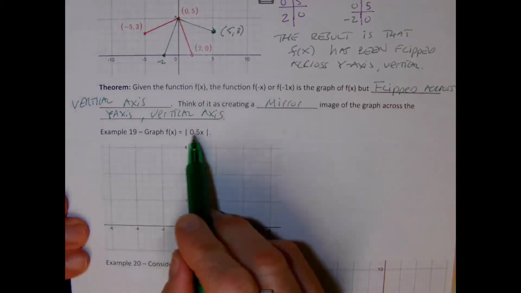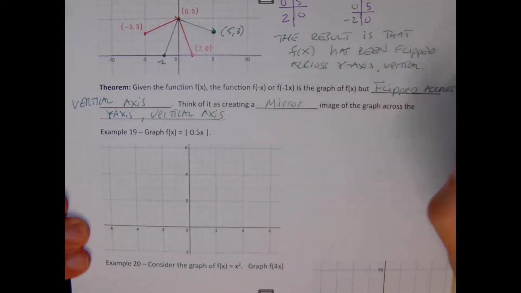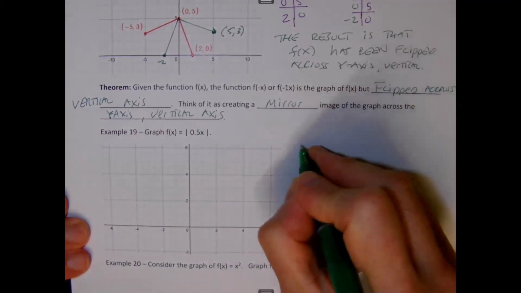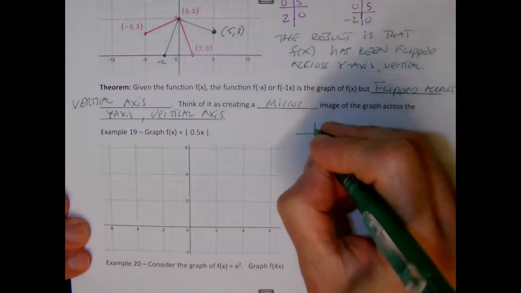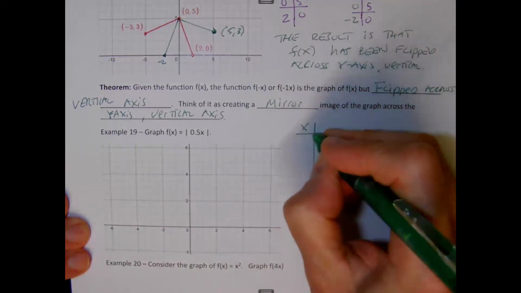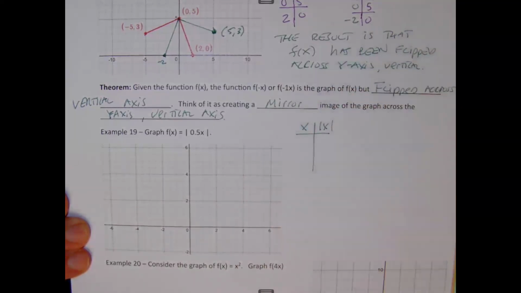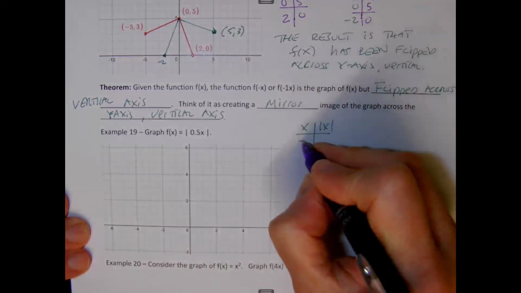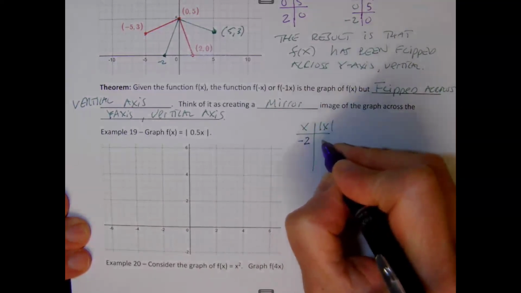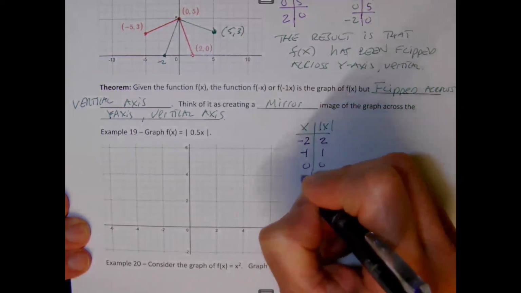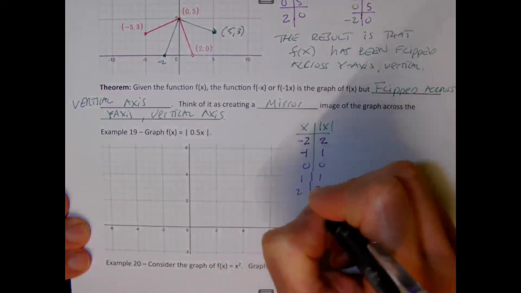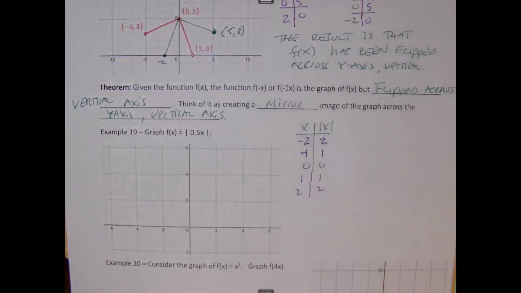Graph f of x equals absolute value of 0.5x. All right, so let's just continue with this thought pattern. Looks like the original function, or the basic function, is just going to be the absolute value of x. So let's do a couple of mental calculations here. The absolute value of -2 is +2. -1 is 1, 0 is 0. +1 is 1, +2 is 2. Okay, that's the original function.